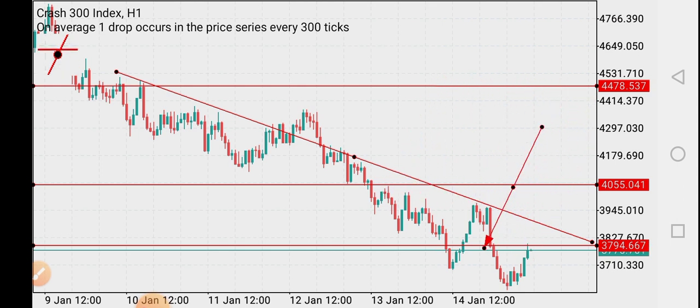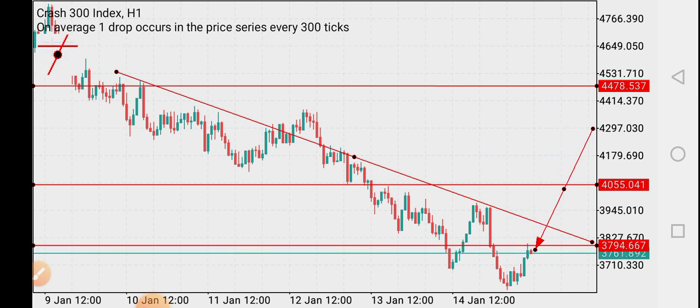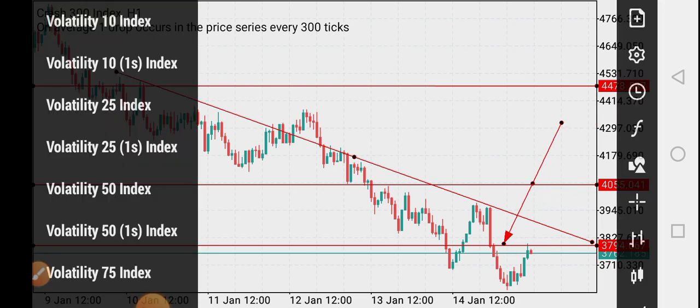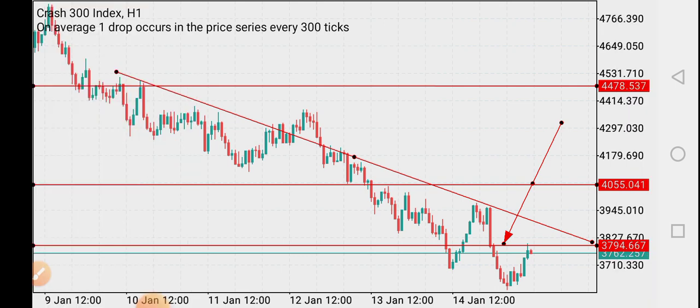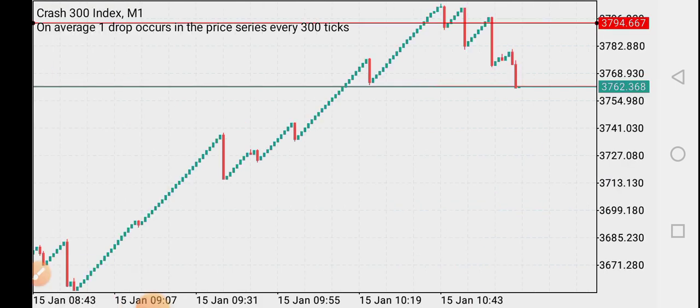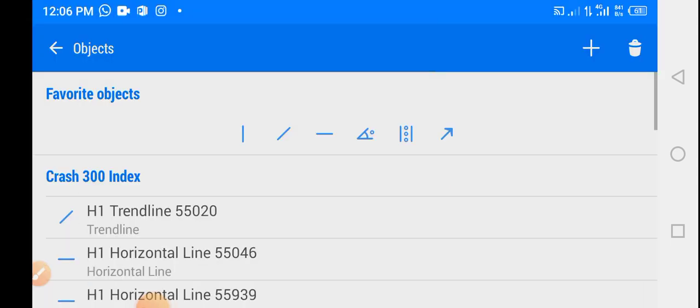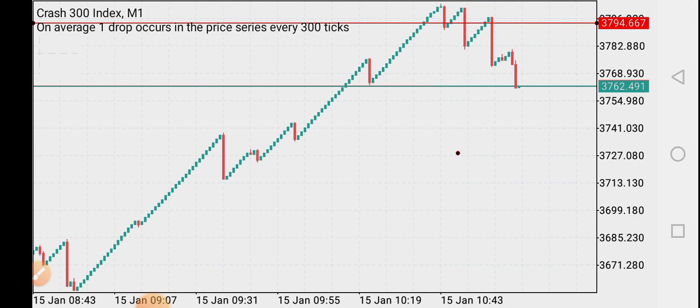If it breaks this resistance line, as you can see, we just had a spike here, because this is where we were expecting the market to reverse from. That's why we had this trend line here. If you go to the 1 minute time frame now, you'll see that we just had a spike. As you can see, the market is now on a downtrend from the 1 minute time frame, coming down from here. So we are still expecting more spikes.